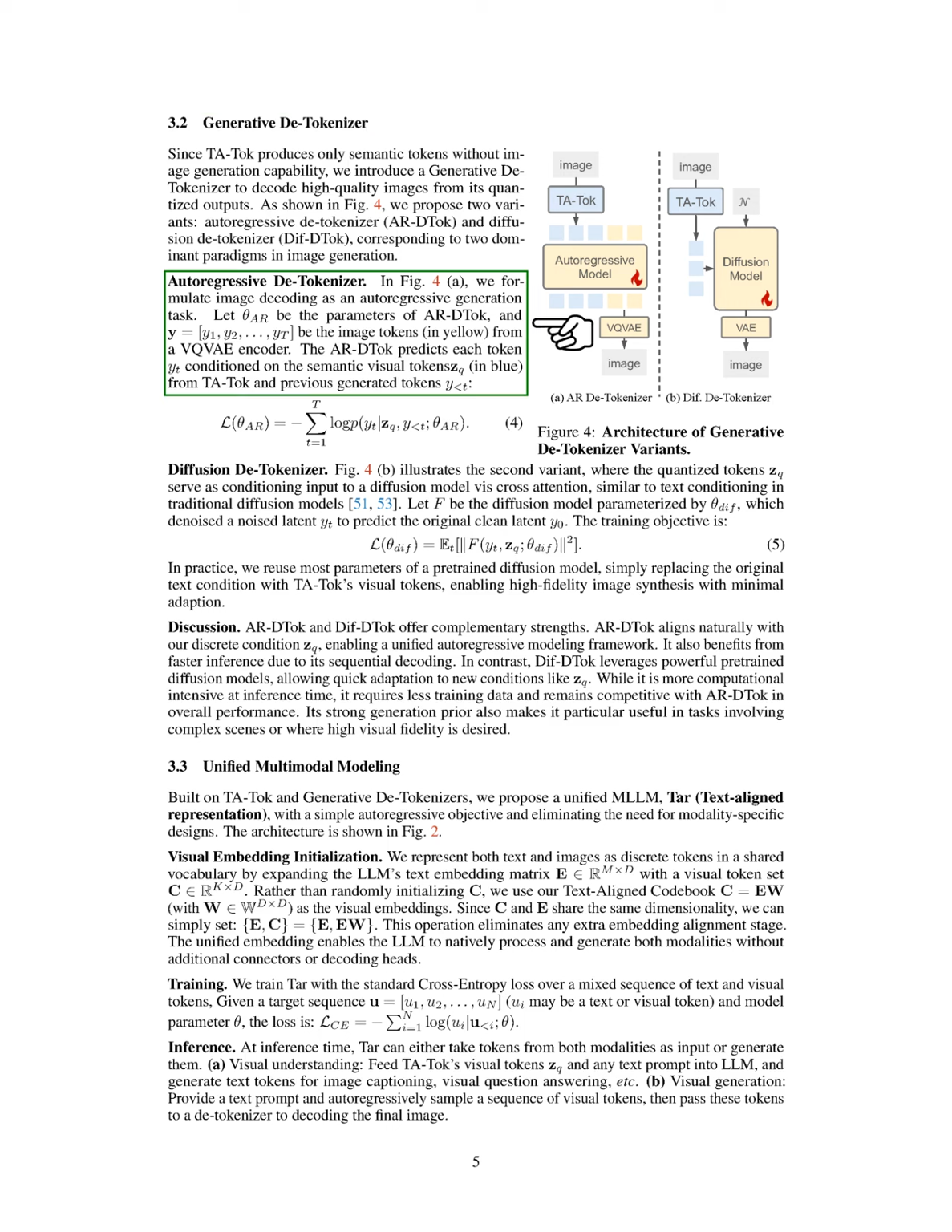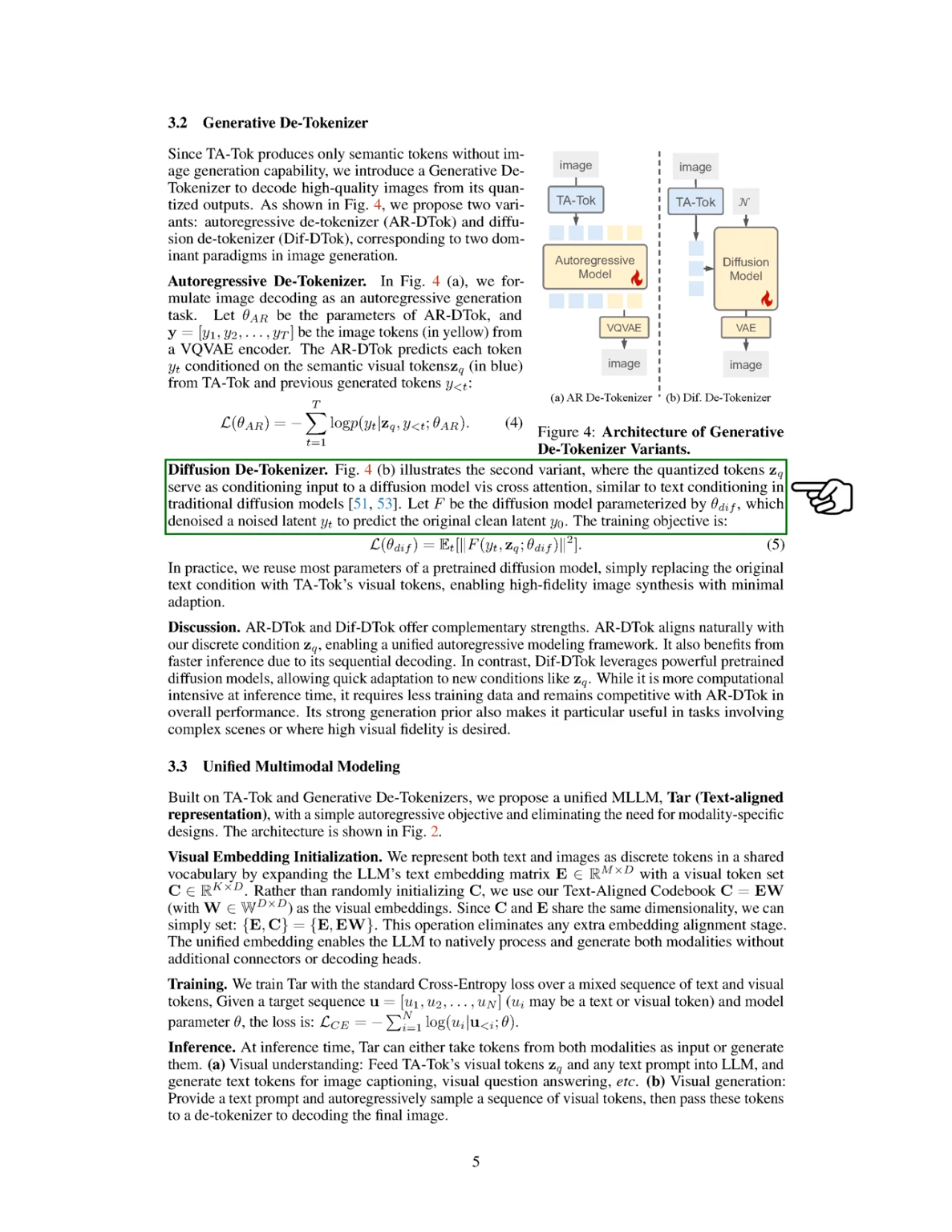For the autoregressive detokenizer, we treat image decoding as a task where we generate each image token one at a time. We denote the parameters of ARDTOC as theta AR, and the image tokens from a VQ-VAE encoder as a sequence of tokens. The ARDTOC predicts each token based on the semantic visual tokens from TATOC and the previously generated tokens.